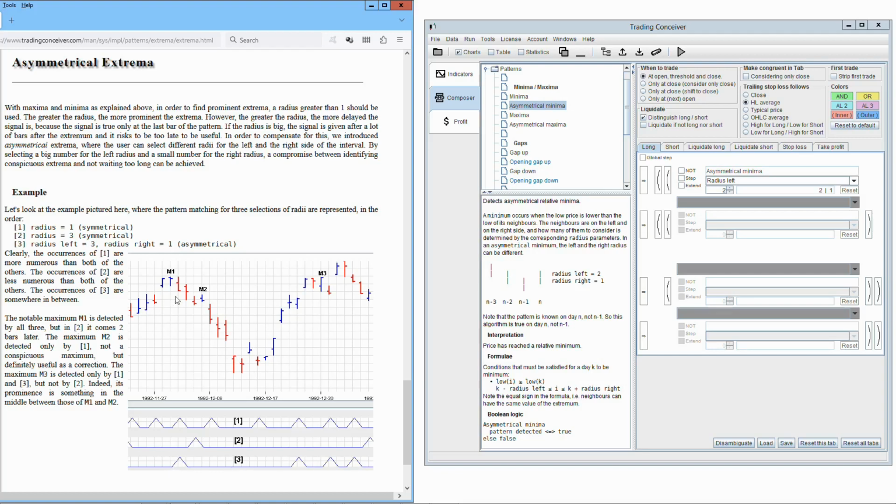The notable maximum M1 is detected by all 3, but in 2 it comes 2 bars later. The maximum M2 is detected only by 1, not a conspicuous maximum, but definitely useful as a correction. The maximum M3 is detected only by 1 and 3, but not by 2. Indeed, its prominence is something in the middle between those of M1 and M2.